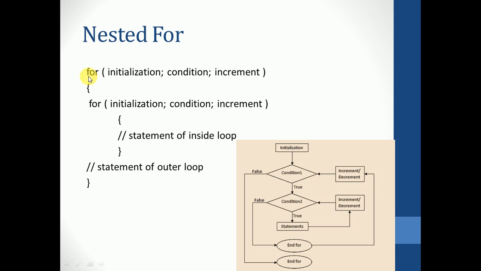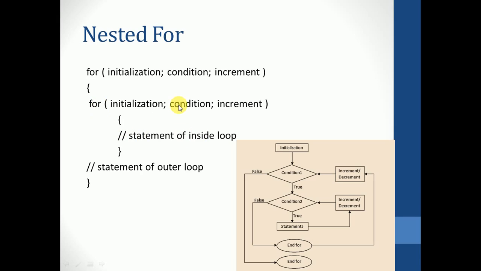You can see a for statement where you have your initialization part and a condition part, then you have an increment part. It works the same way as we have seen earlier, and here inside the for statement you have another for loop, and this is why you call it nested for. So inside a for statement you have another for, and this for also has an initialization part, a condition part and an increment part. And inside this for loop you have a statement of inside loop. This is the inside loop and there will be statements inside.